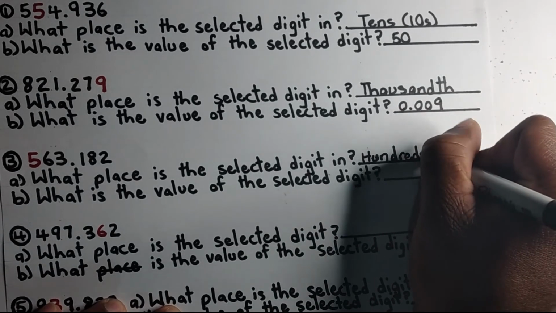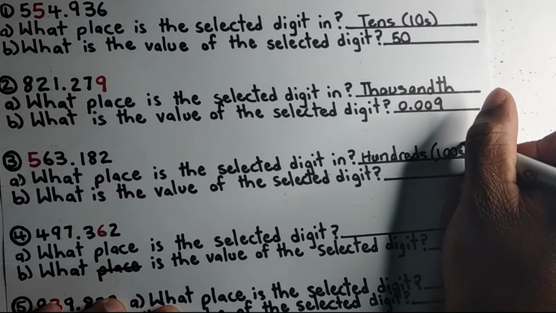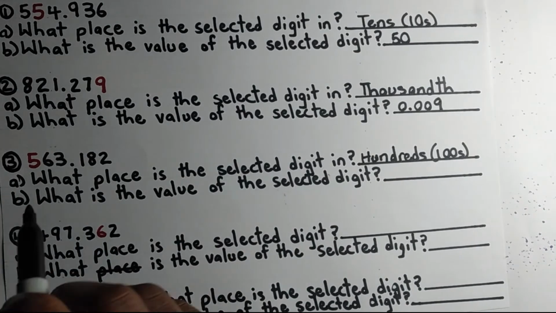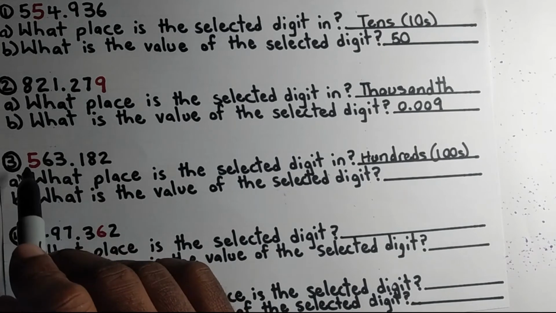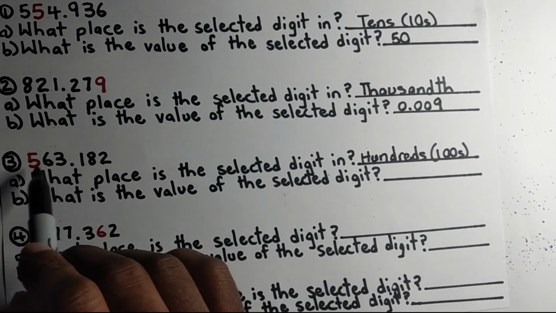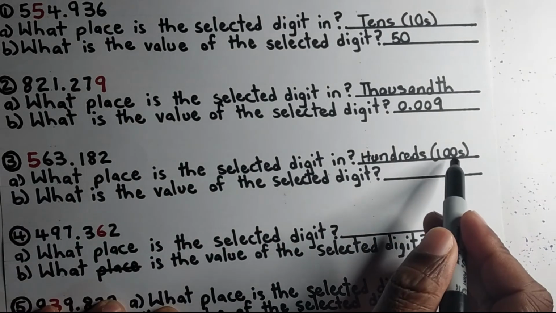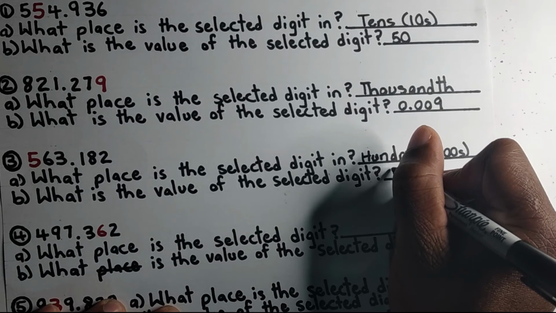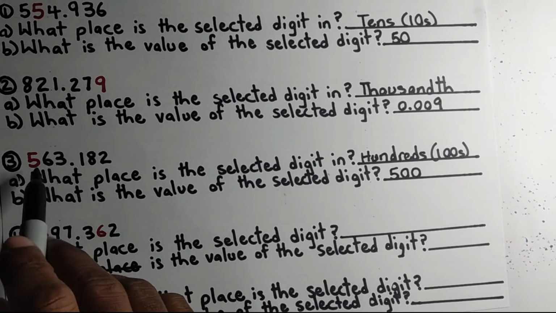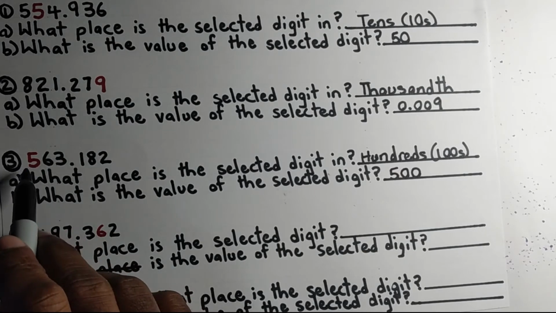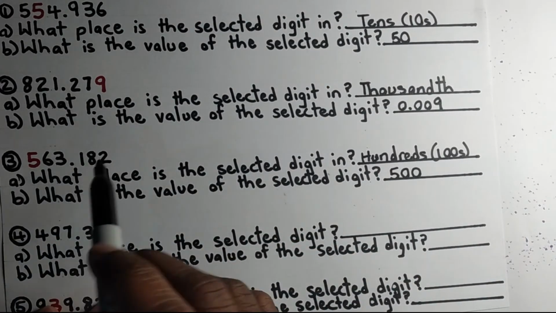Alright, and we have the space to represent this in numeral form. And we know that to get the value of the selected digit, we simply multiply the digit by its corresponding place value. So we say 5 times 100, and that gives us 500. So the value for this digit, which is 5, would be 500 in this number.